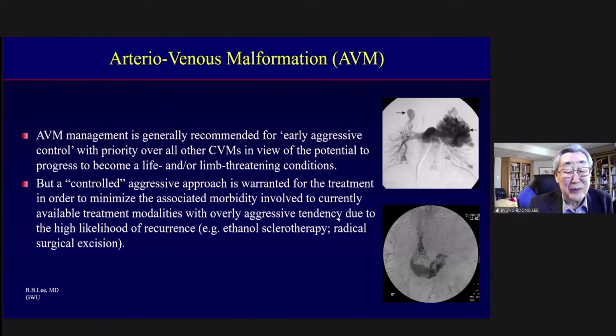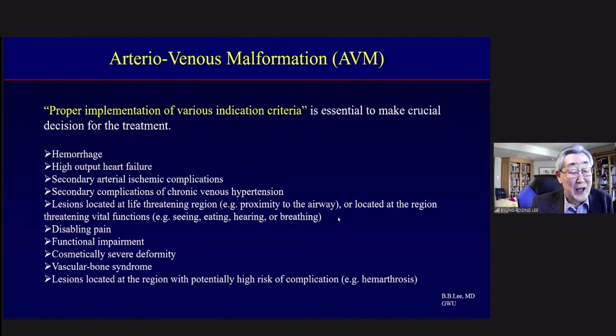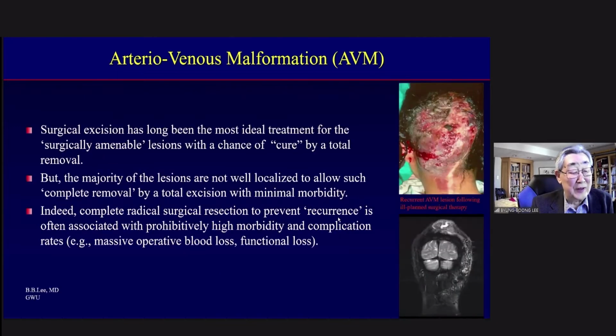AVM management is generally recommended for early aggressive control, with priority over all others, in view of the potential to progress to a life, if not limb-threatening condition. The treatment strategy should be made by a fully integrated multidisciplinary team approach, and proper implementation of various indication criteria is essential to make a proper critical decision for treatment.